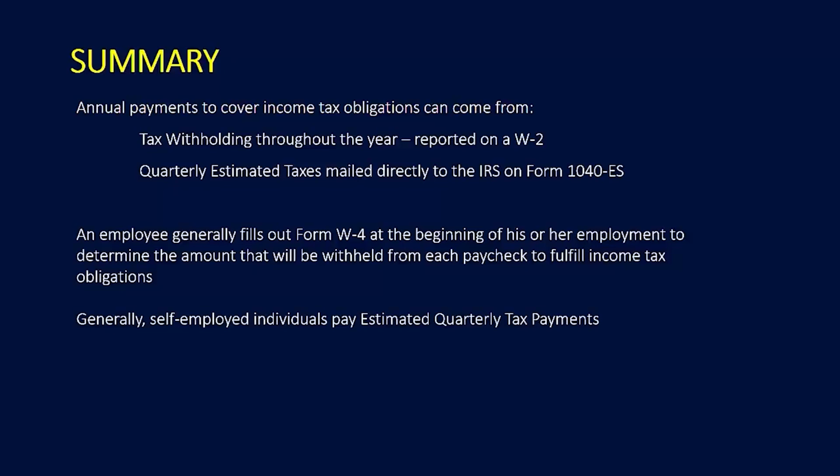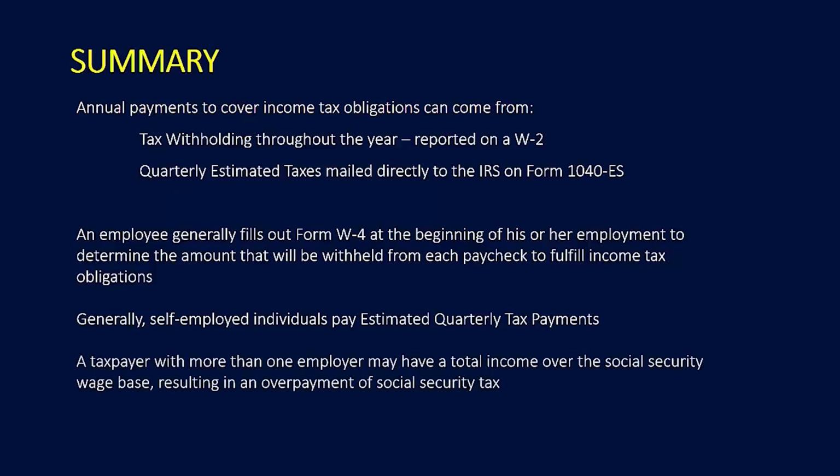Generally, self-employed individuals pay estimated quarterly tax payments. A taxpayer with more than one employer may have a total income which is over the Social Security wage base. This will result in an overpayment of Social Security tax.